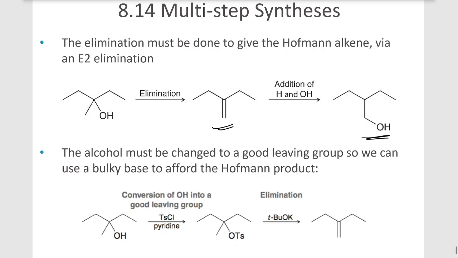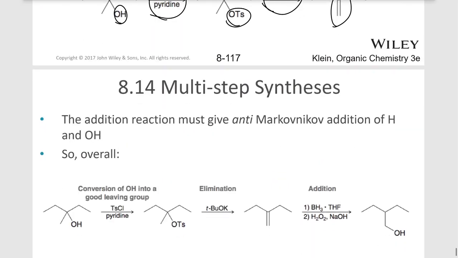anti-Markovnikov addition. So in order to get that Hofmann product though, OH is not a good leaving group, so we're going to have to use tosyl chloride and pyridine to get the tosylate. Then we can use t-butoxide to form the Hofmann product, the less substituted double bond.